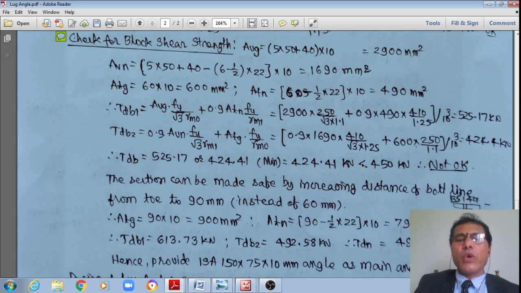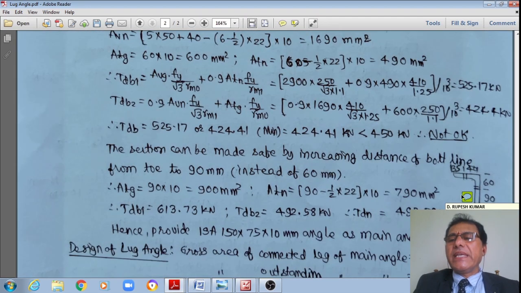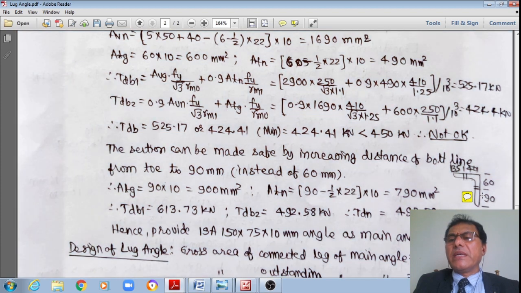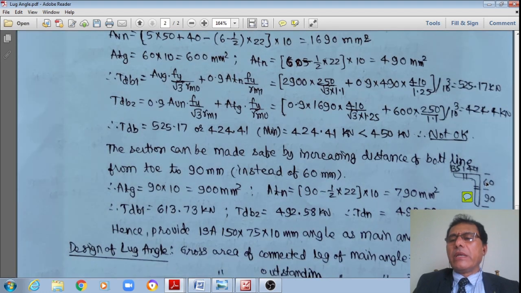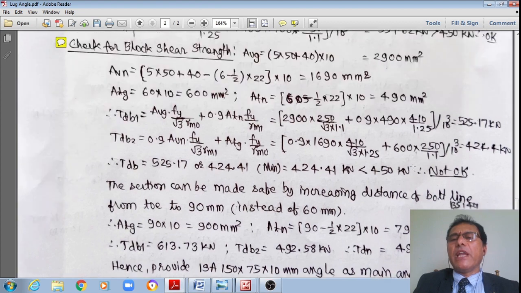But if it is not okay, then even without redesigning, what I can do is change this distance from the end of this toe to the top of this bolt line, increasing it from previously 60 to now 90 mm. Previously this distance was 90, this distance was 60 mm. Now I am just reversing them, right? Therefore I am swapping 60 to 90, 90 to 60. Therefore I am just swapping these values like this, right?